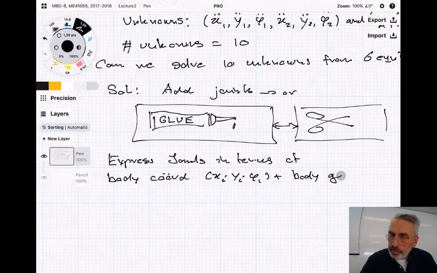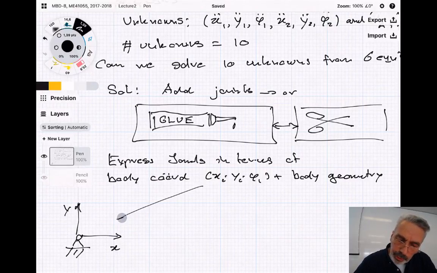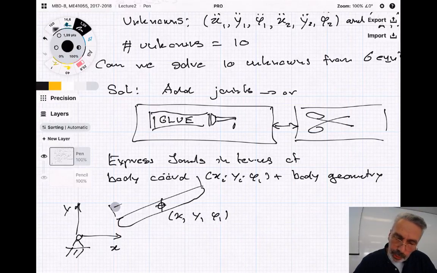So let's focus on the first joint. So here I have this support, and that is the coordinate system. The support is in the origin, that's super simple. And then here I have that one body A, and I just draw it in a random position, right? So x1, y1, phi1, and this length is L1, right?